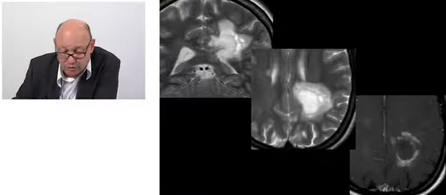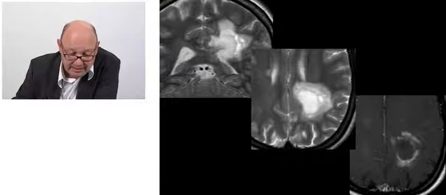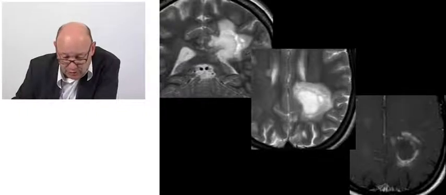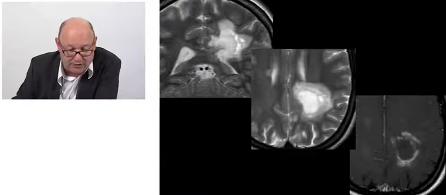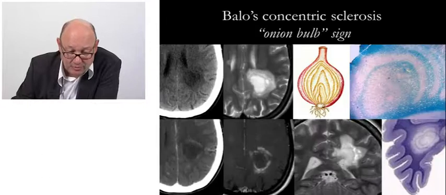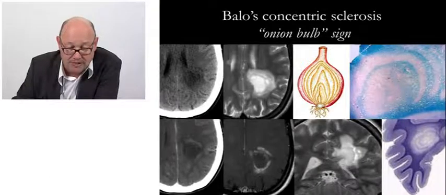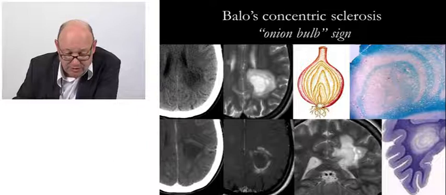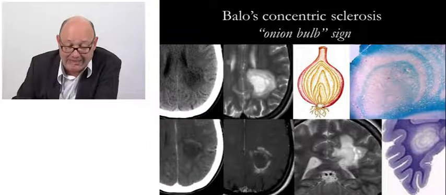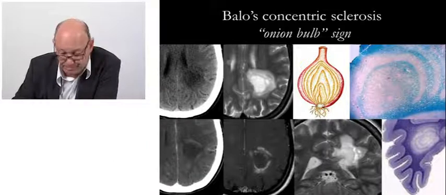Always take a look at the four corners of your images, because you might have not seen there's another lesion over here. So of course it was not difficult to see there's a lesion over here, but there's another lesion over there. So fitting all the information together, we made the correct diagnosis of a patient with Balo's concentric sclerosis, and this pattern of contrast enhancement is known as the onion bulb sign.